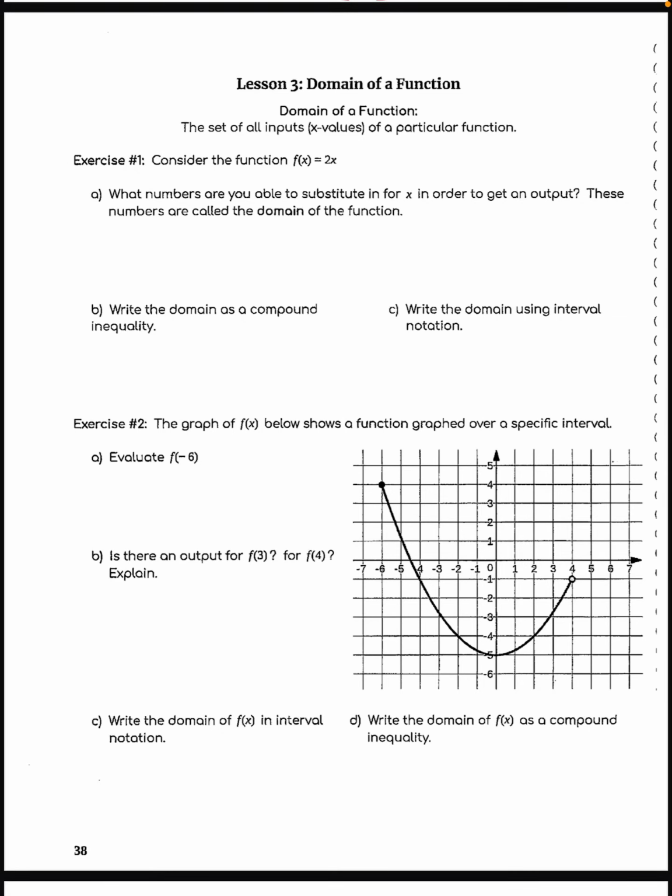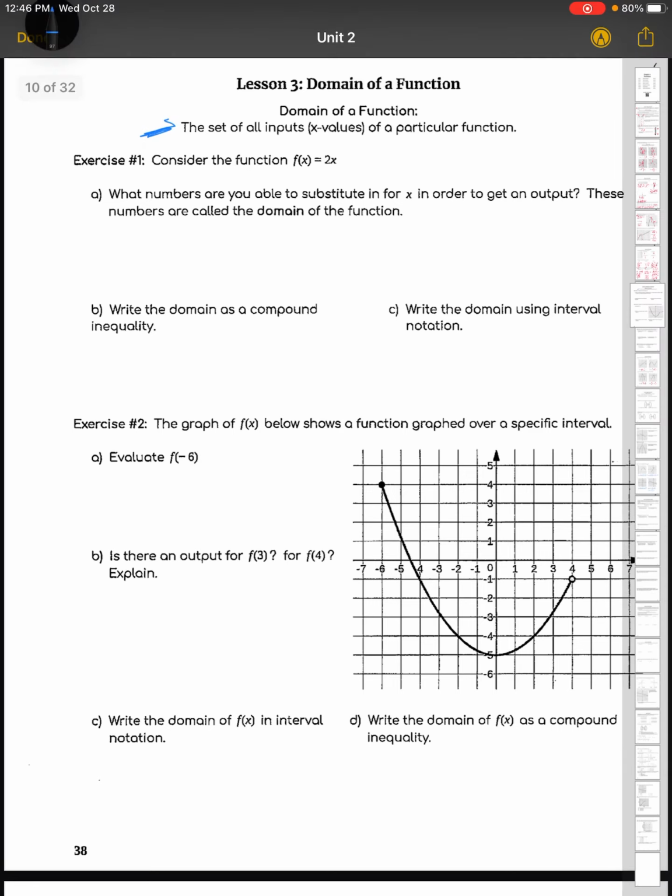So we are now going to go ahead and discuss the domain of a function. The domain of a function is the set of all inputs, which we know as x values, of a particular function. So let's look at exercise 1. It says consider the function f of x equals 2x. Now, what numbers are you able to substitute in for x in order to get an output? These numbers are called the domain of the function.